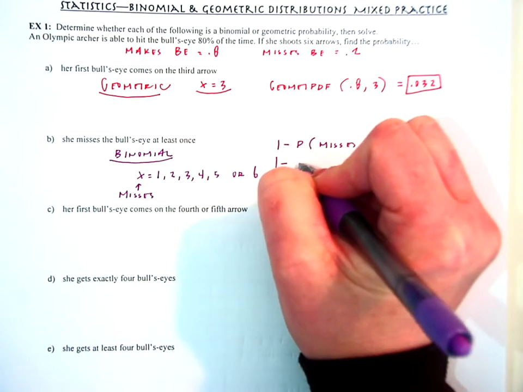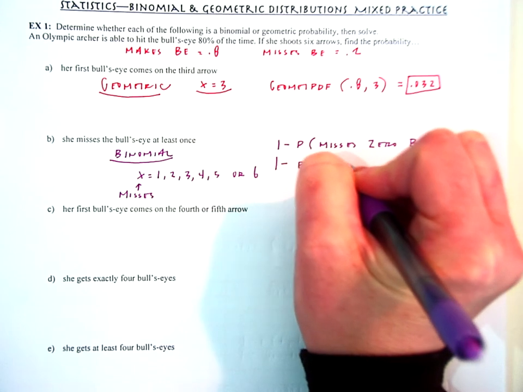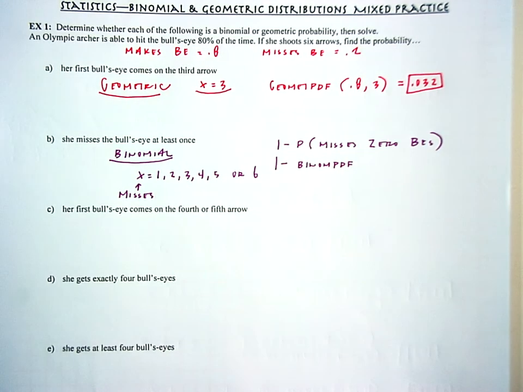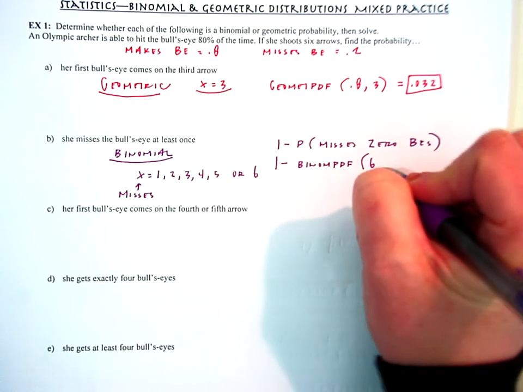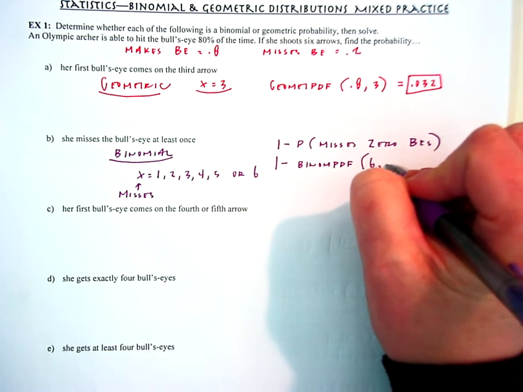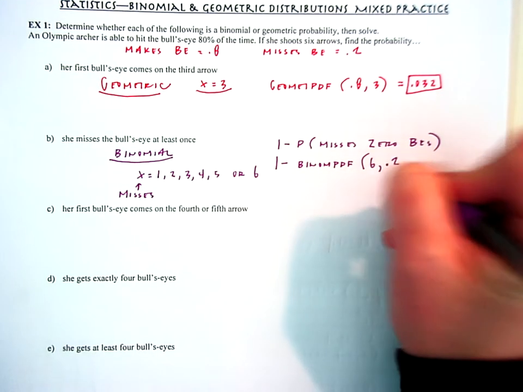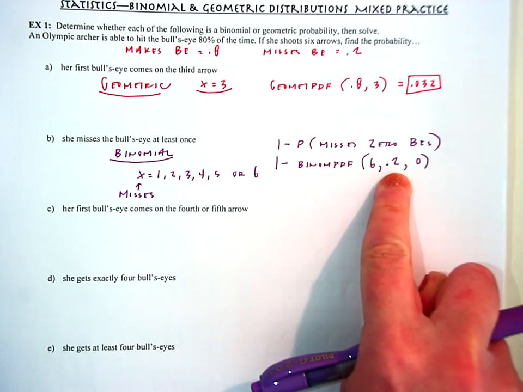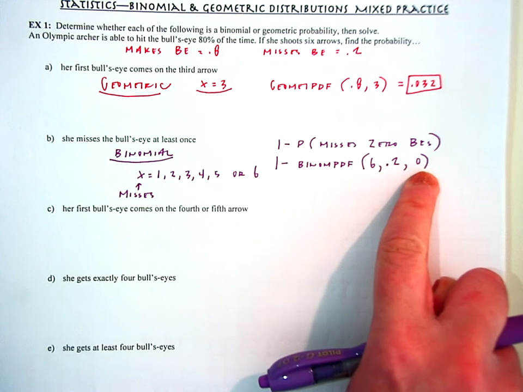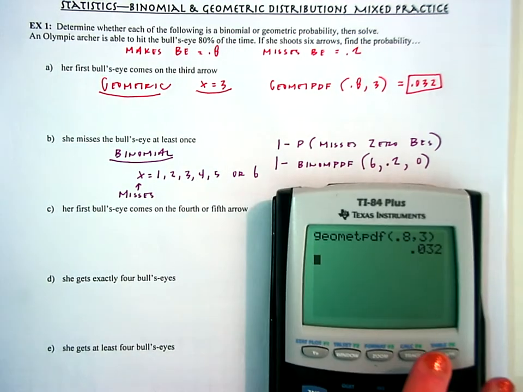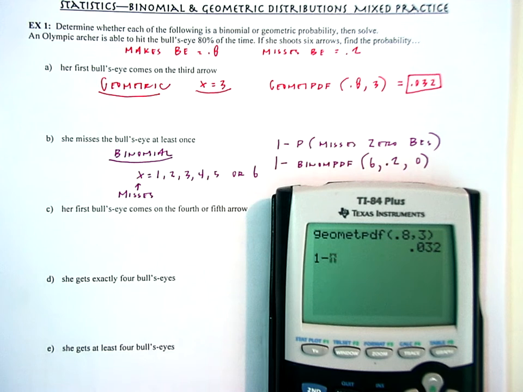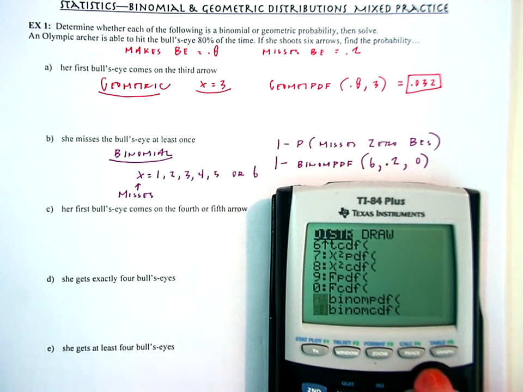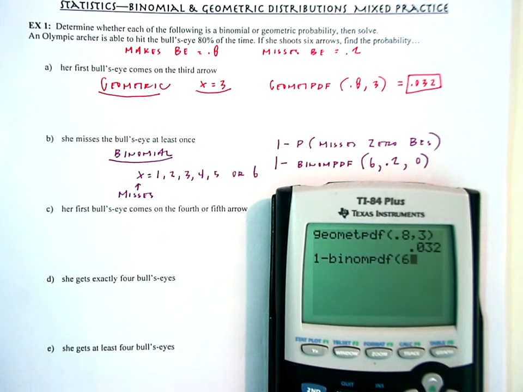0 bullseyes. So 1 minus binomPDF, because it's an exact outcome, 0 bullseyes. Out of 6 arrows shot, the probability that she misses, and this is a crucial detail, misses is 0.2, and we're looking for exactly 0 misses. So 6 total trials, my probability for missing 0.2, and exactly 0 misses. So when I type that in, I'm doing 1 minus second verse, going down to binomPDF right here, and I'm saying 6, comma 0.2, comma 0. And there we go. So we get about 0.7379.